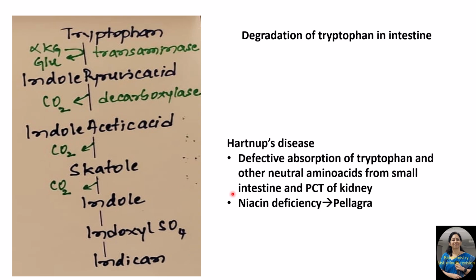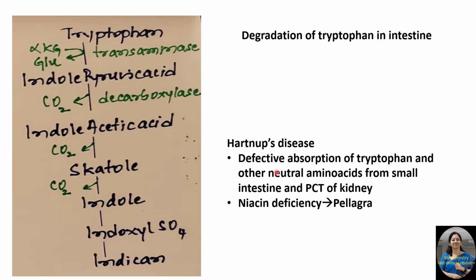One significance is associated with tryptophan at the level of the small intestine, where there is defective absorption of tryptophan and other neutral amino acids like phenylalanine, tyrosine, isoleucine, valine. These are not absorbed from the small intestine, and also at the level of the proximal convoluted tubule of the kidney. So they get excreted either through the feces or through the urine.